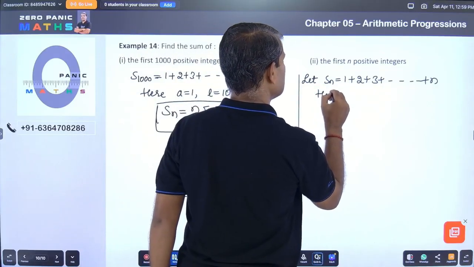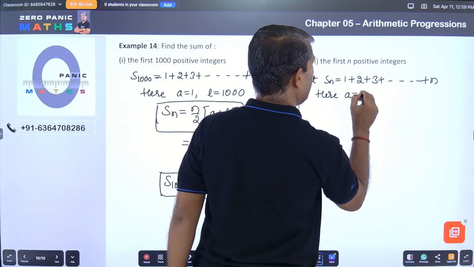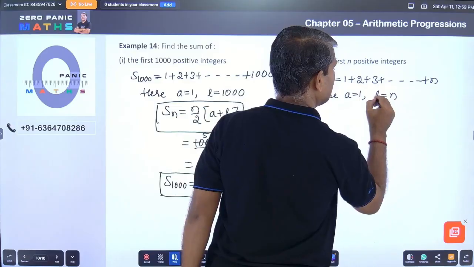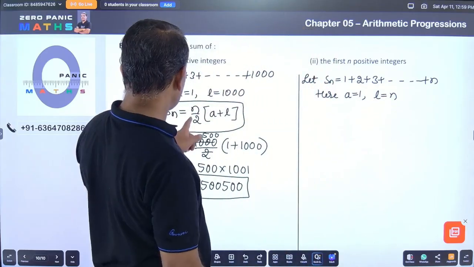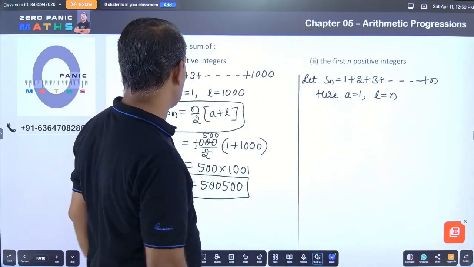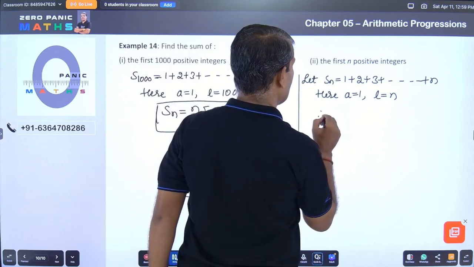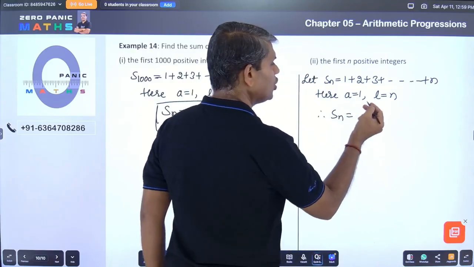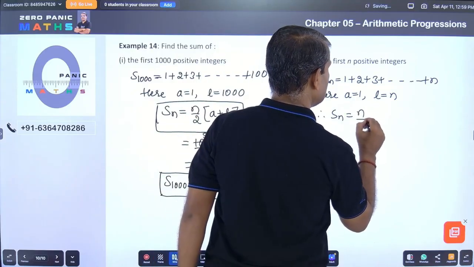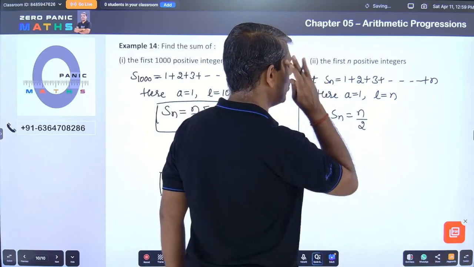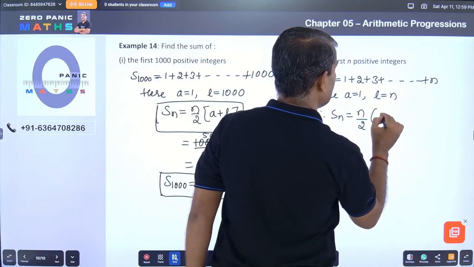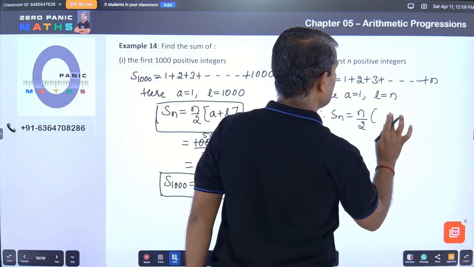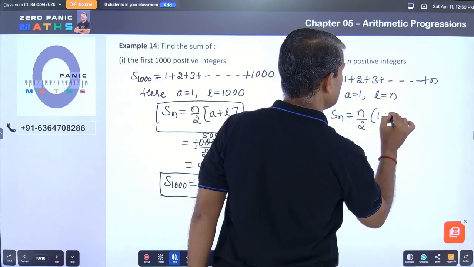It is a similar problem. What is a and l? l is n here. Write the same formula over there also. Therefore, Sn is equal to n by 2. Let me keep this as n by 2 only. And what is a? a is 1. Let me write that.